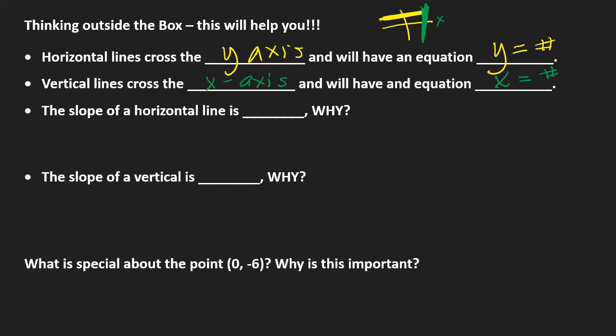So now let's think about a horizontal line and the slope. Why is the slope of a horizontal line always going to be 0? So why is the slope 0? Well, let's think of a horizontal line. So let's just graph us a horizontal line.